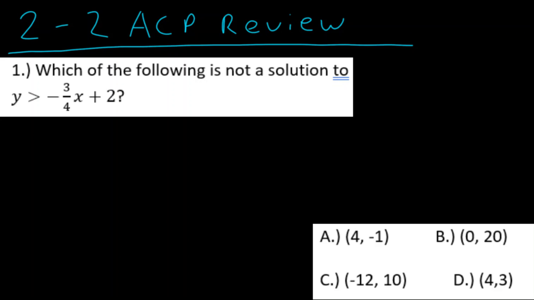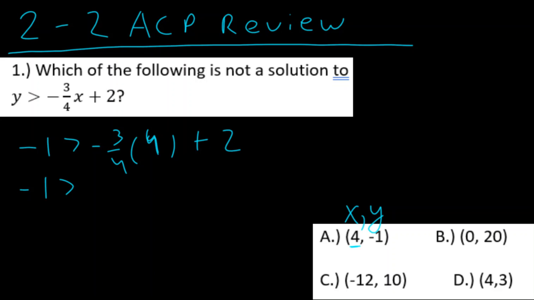Alright, so let's take a look at 4, -1. Well, if I label 4, -1, x, comma, y, I'm going to plug this in. So I'd say that my y value, -1, is greater than negative 3/4 times x, which I see here is 4 from that answer choice A, and then I write plus 2. Now let's go ahead and evaluate this.